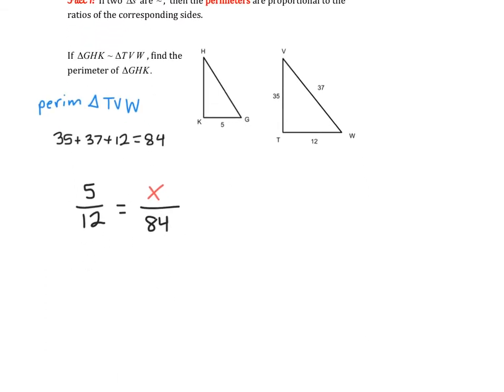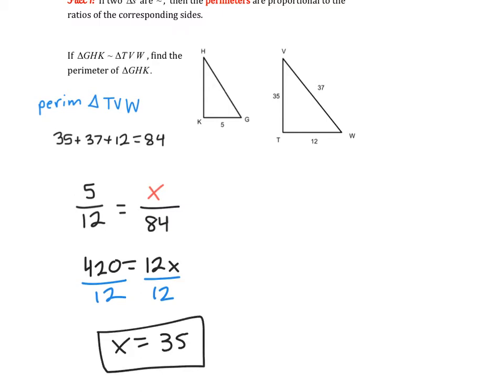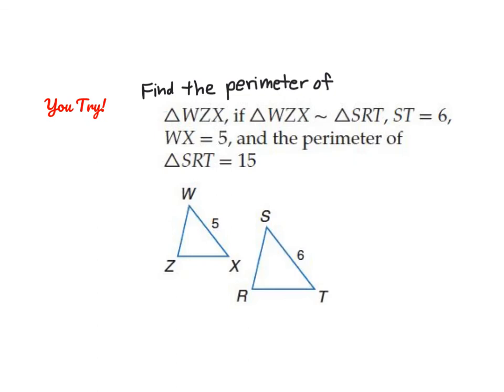From here, we can cross multiply. So we do 5 times 84, which is 420, equals 12 times x, which is 12x. Divide both sides by 12, and we get x equals 35. And that is the perimeter of triangle GHK. All right, go ahead and pause the video and give this problem a try.